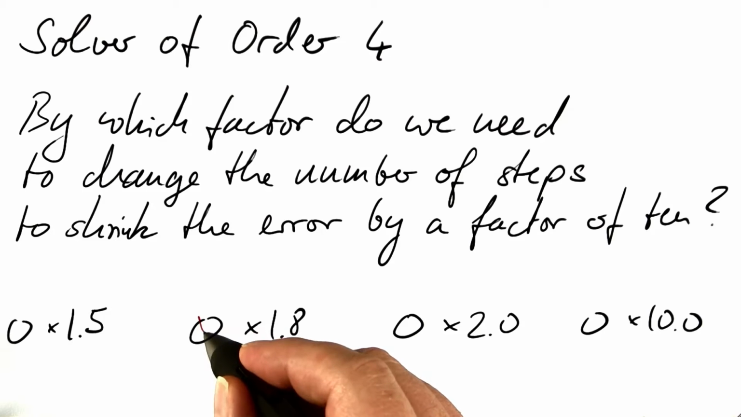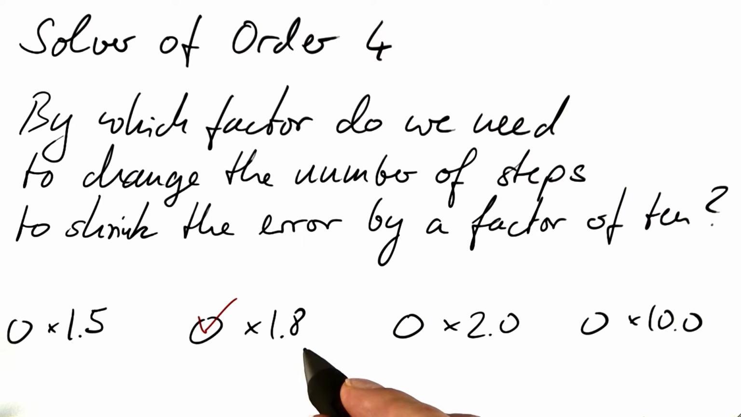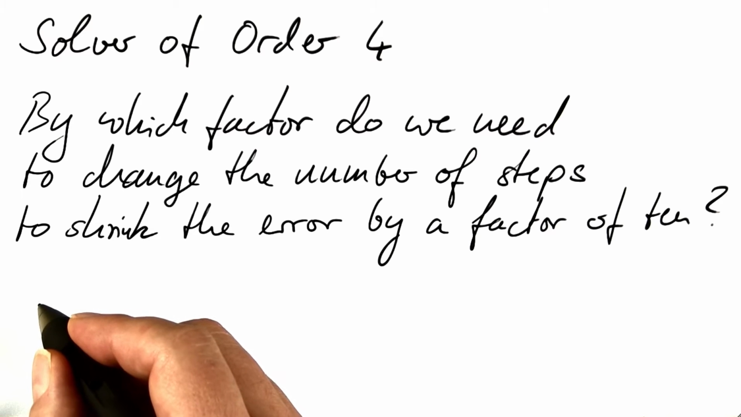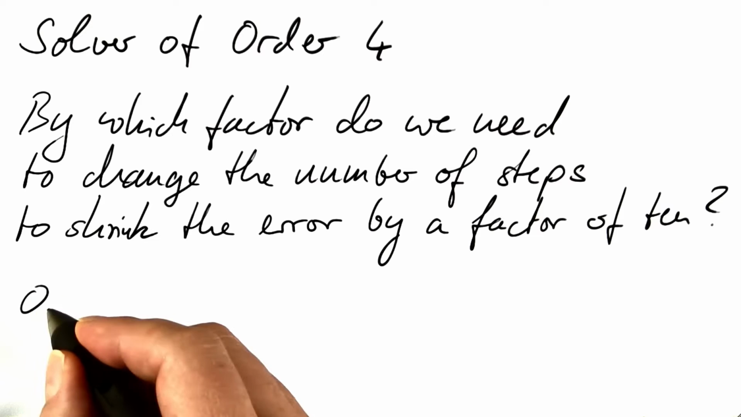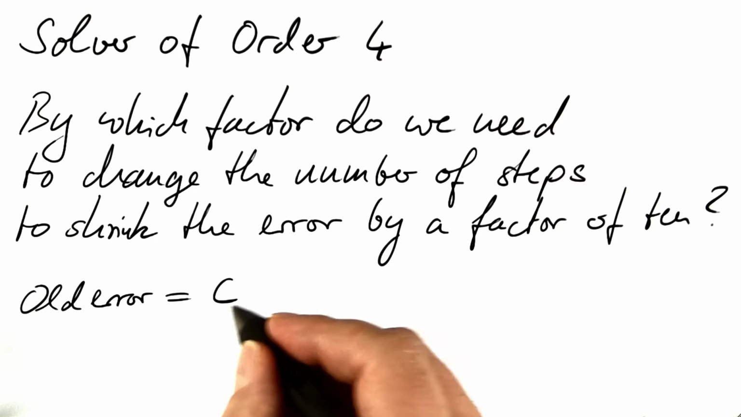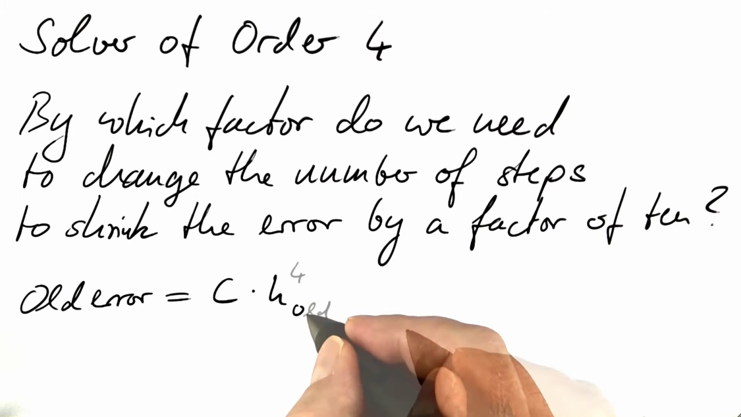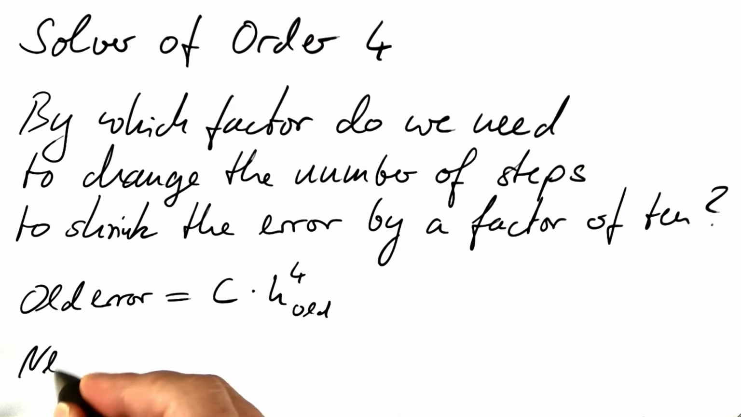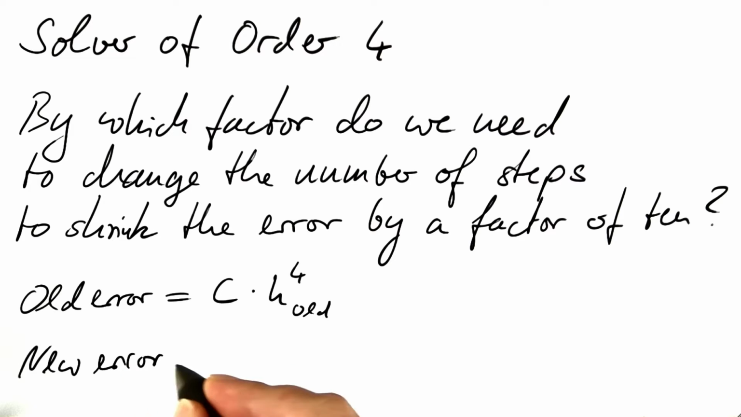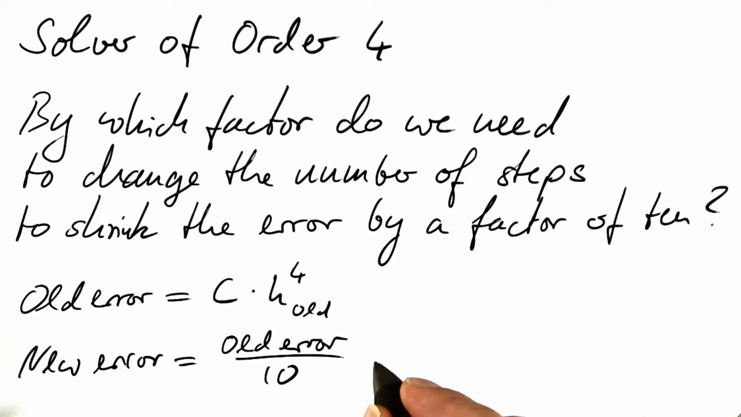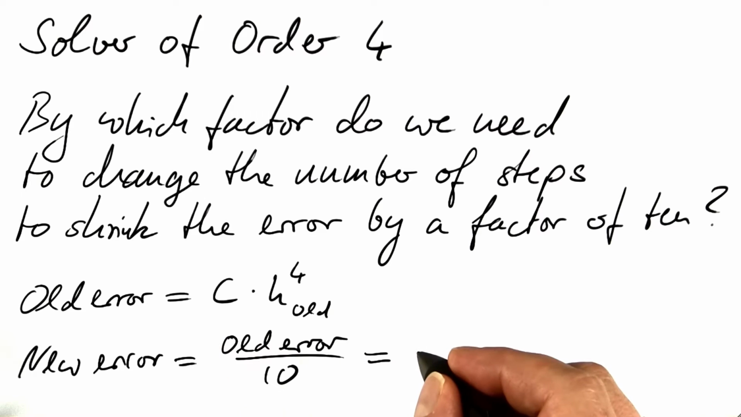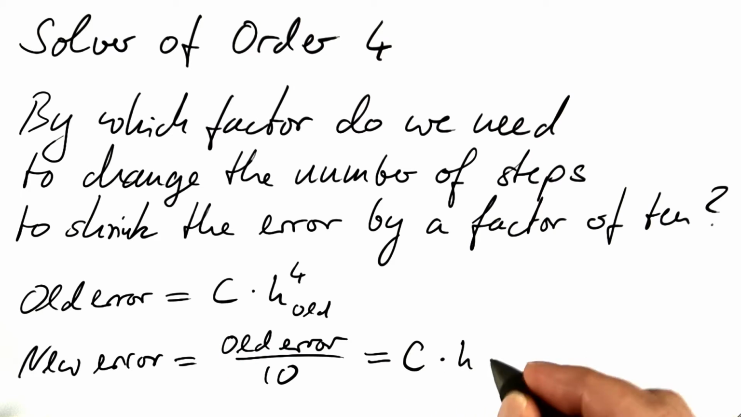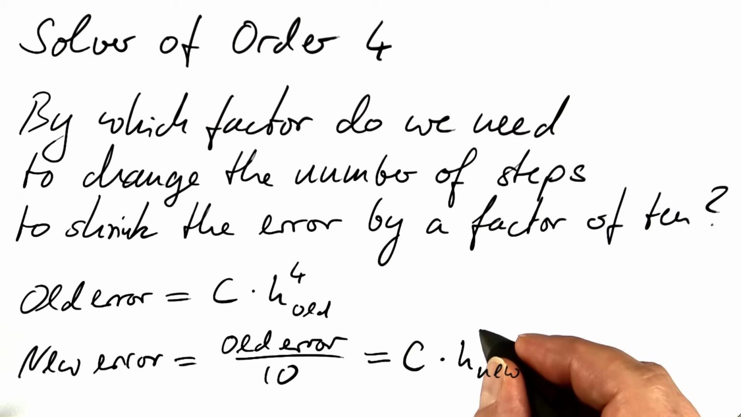We should be using 1.8 times the original number of steps. The original error before I changed the number of steps would be something like this. Let's call it the old error, would be a constant times the old step size to the fourth power. What I want to achieve is that the new error with the new step size is just the 10th part of this. And at the same time, because this is supposed to be a solver of order 4, this is the same constant as before times the new step size to the fourth power.